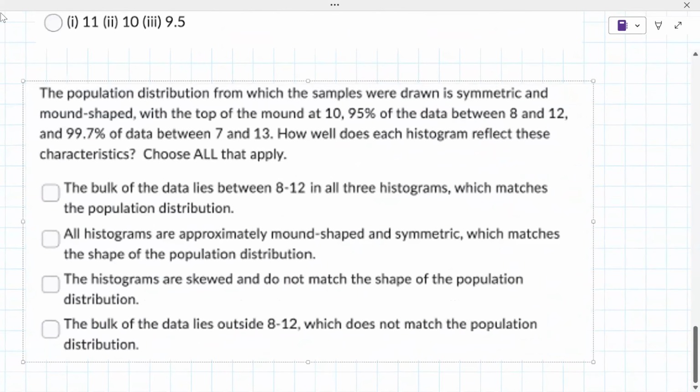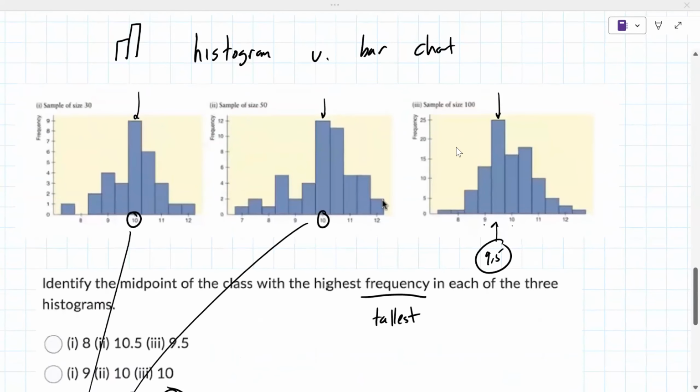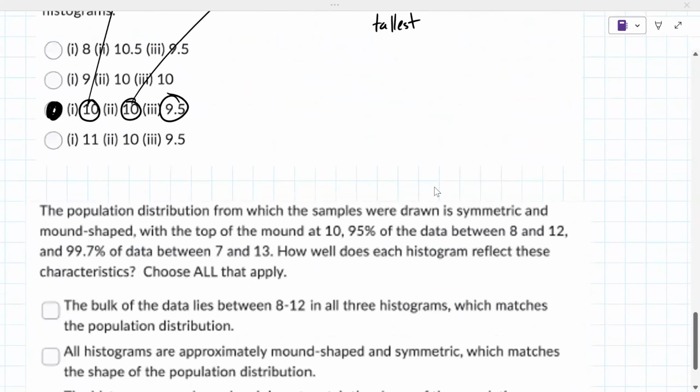Maybe. I don't know. Okay, the population distribution from which the samples were drawn is asymmetric and mound shaped, with the top of the mound at 10, 9% of the data between 8 and 12. How does each histogram reflect these characteristics? I guess this question refers back to these. It's a little bit unclear here, but we're just going to go through all of these. It's just how does each histogram reflect these characteristics? So let's go through them one at a time.